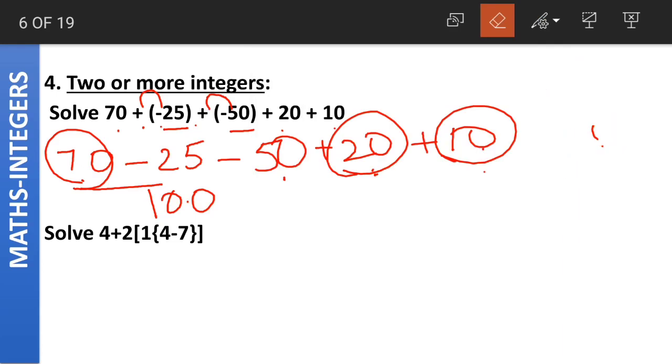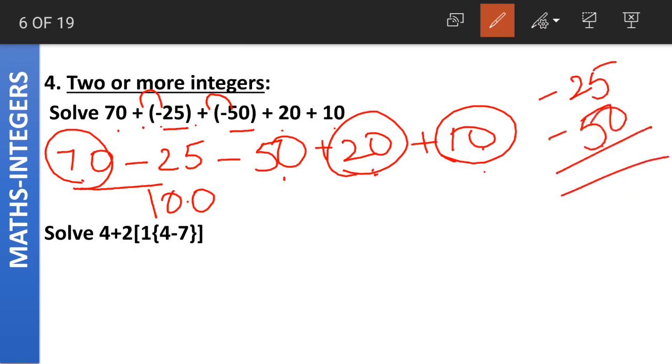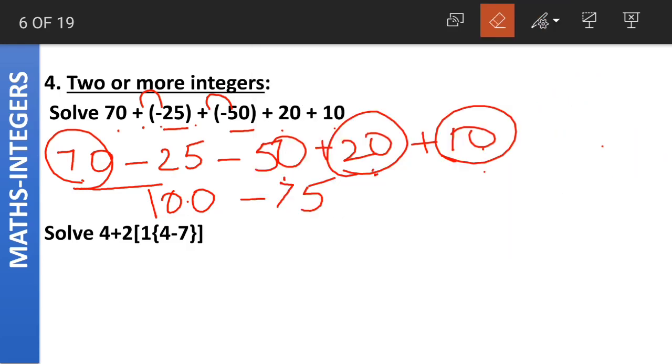And again, we have two negative integers, minus 25 and minus 50. Now what to do when we have two negative integers? We add their absolute values. 5 plus 0 is 5, 2 plus 5 is 7, and then give the negative sign to the result. So the result of minus 25 minus 50 is minus 75. We write minus 75 here. And see, we've simplified such a big equation into two numbers.